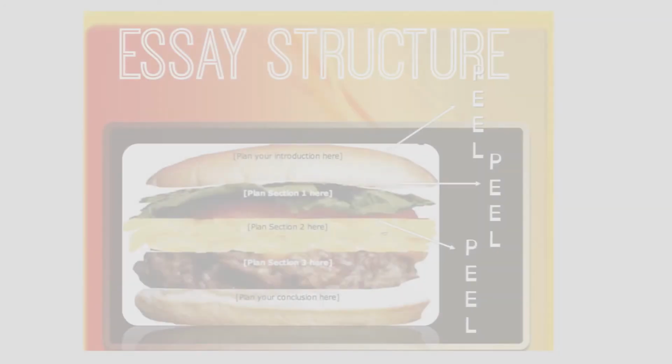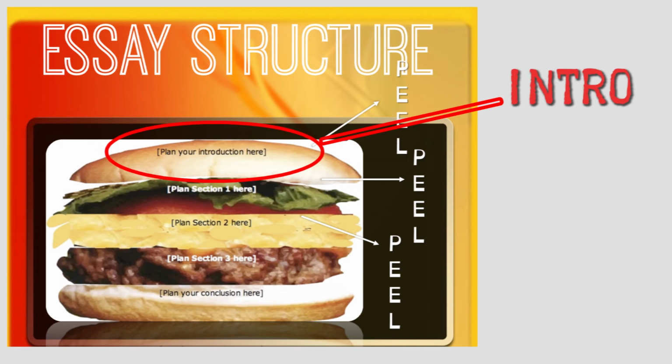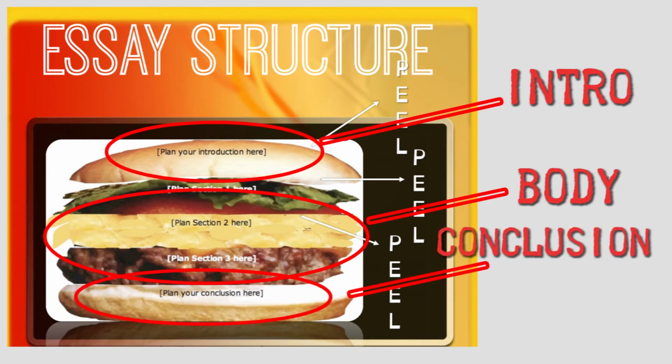Now remember our essay structure, the hamburger. We've got an introduction as our top bun, then all the meat, that's your body paragraphs, and that's where you talk about your narrative elements. And then you've got your bottom bun, which is your conclusion, how you sum everything up.